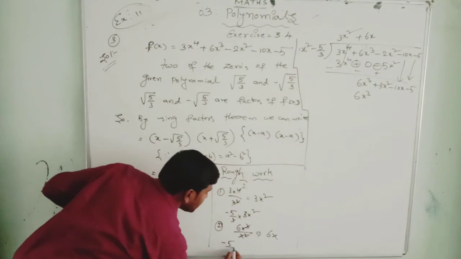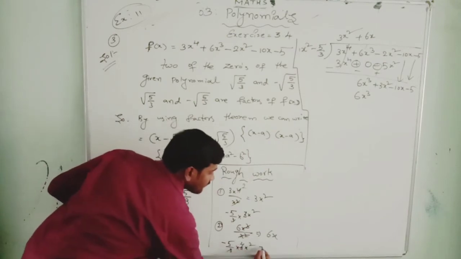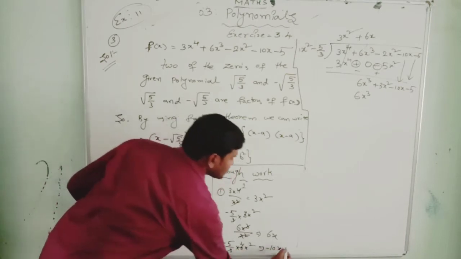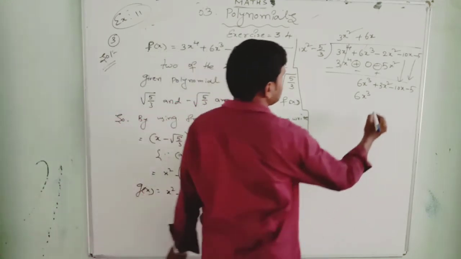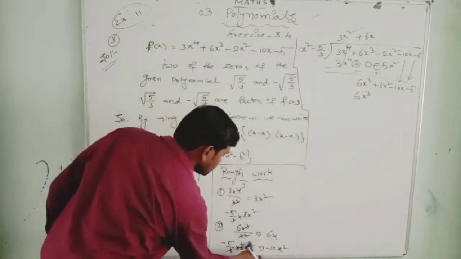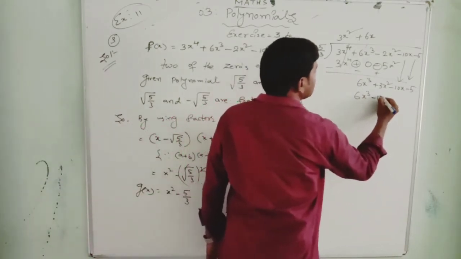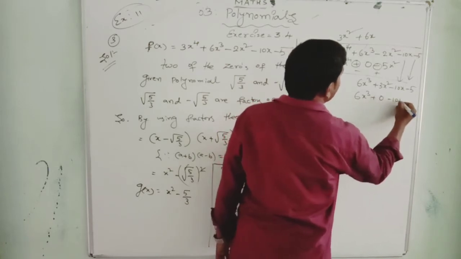Minus 5 by 3 into 6x square. 3 ones are 3, 3 twos are 6. Then minus 5 into 2, minus 10x. It is not x square, it is x. Minus 10x. Minus 10. It is 0 now. Minus 10x.